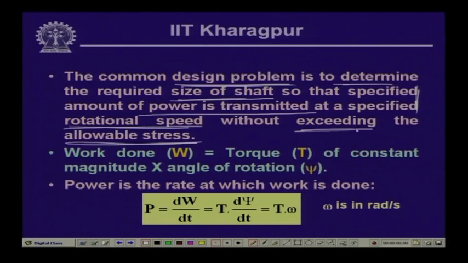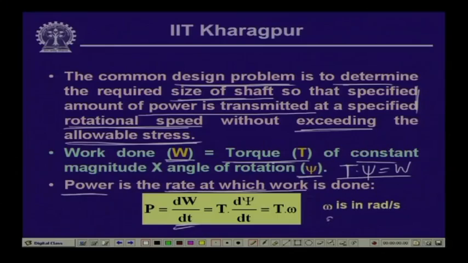Now, since it involves a torque of constant magnitude, the work done by the shaft when it rotates under angular speed omega is equal to the torque multiplied by this rotation. So, work done W is equal to torque multiplied by the angle of rotation, which we have designated as psi. So, T times psi is the work done W.